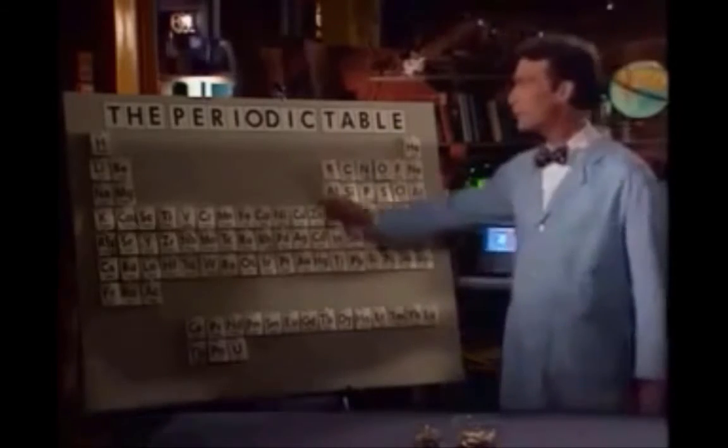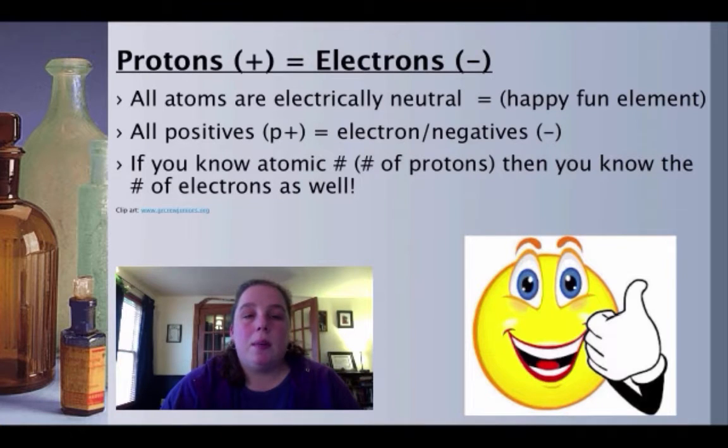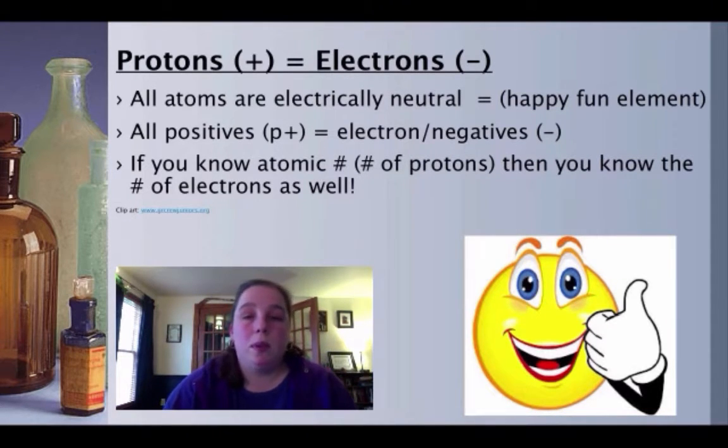Now, there are 92 elements that occur naturally. So protons equal the number of electrons, and this is definitely a Burkeism. In order to be a happy, fun element, you have to be electrically neutral. All elements exist in nature this way. They do not like to be positive or negative. They like to be neutral. That means all your protons have to have the same number of electrons to go with them. Otherwise, you would be positive or negative, and we want to be 0 in order to be happy and fun.